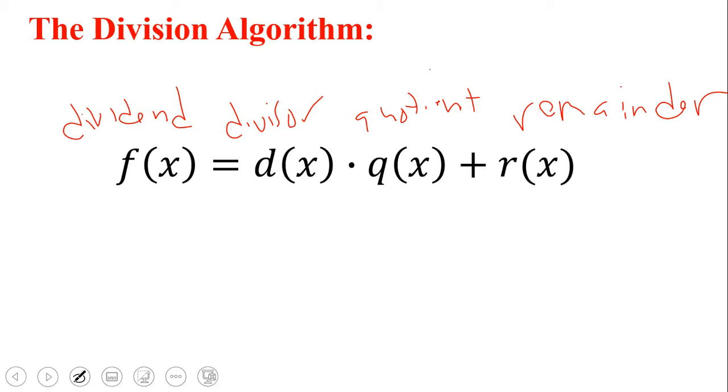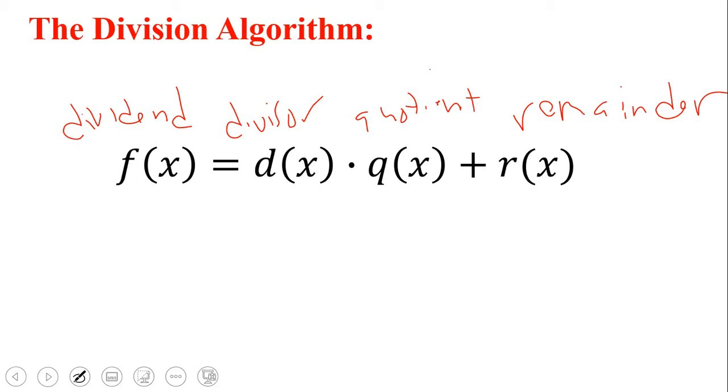So sometimes they give you the D, the Q, and the R, and they ask you for the F. Sometimes they give you the D, the Q, and the F, and they ask you for the R. So as long as you know any 3 of those values, you can go ahead and find the 4th one. Here's something else that the division algorithm tells us.